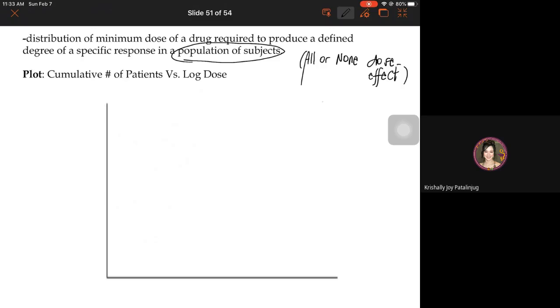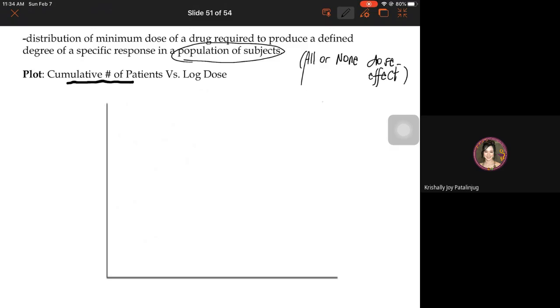Okay? Particularly in a quantal dose response curve, the graph here does not show absolute numbers for the degree of response relating to the dose. Instead, the graph here plots the frequency or the percentage of individuals showing an effect.